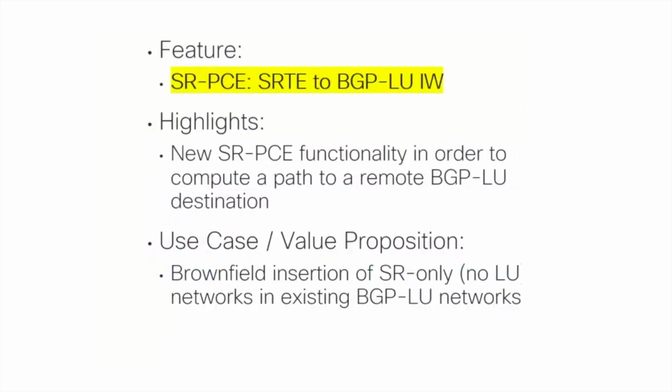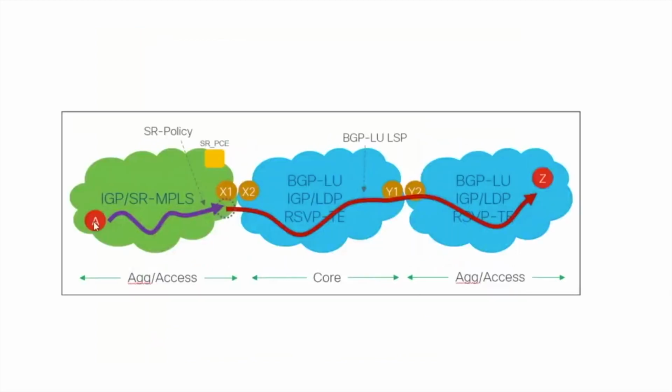The second feature is what we call the SRTE to BGP-LU interworking. And as the name describes, we're trying to provide, yet again, a new functionality on the SR-PCE that will allow the PCE to compute a path for a local client, like router number A in this green domain, where router number A is running in a segment routing enabled domain and no BGP-LU. However, this domain is connecting to a legacy, already existing core with BGP-LU, and as well to destination access domains that are also running BGP-LU.